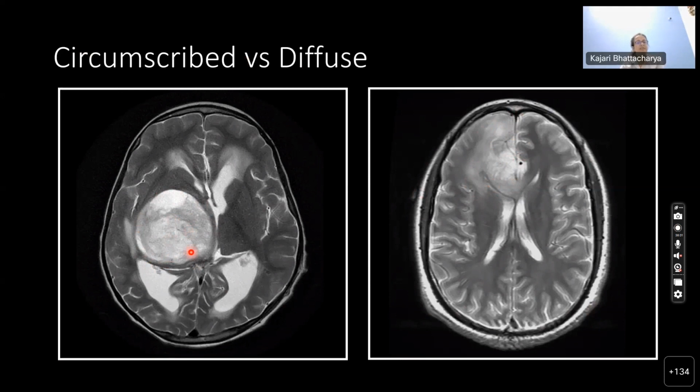So whenever we're looking at an image, first we look at the location of the tumor, whether it's deep or superficial, located in the cortex, the white matter or a periventricular region, and what is the character of the tumor, whether it is a circumscribed tumor or a diffuse tumor. In general, the basic character of all the tumors is that they are a little bit hyperintense, or bright, on T2-weighted image.